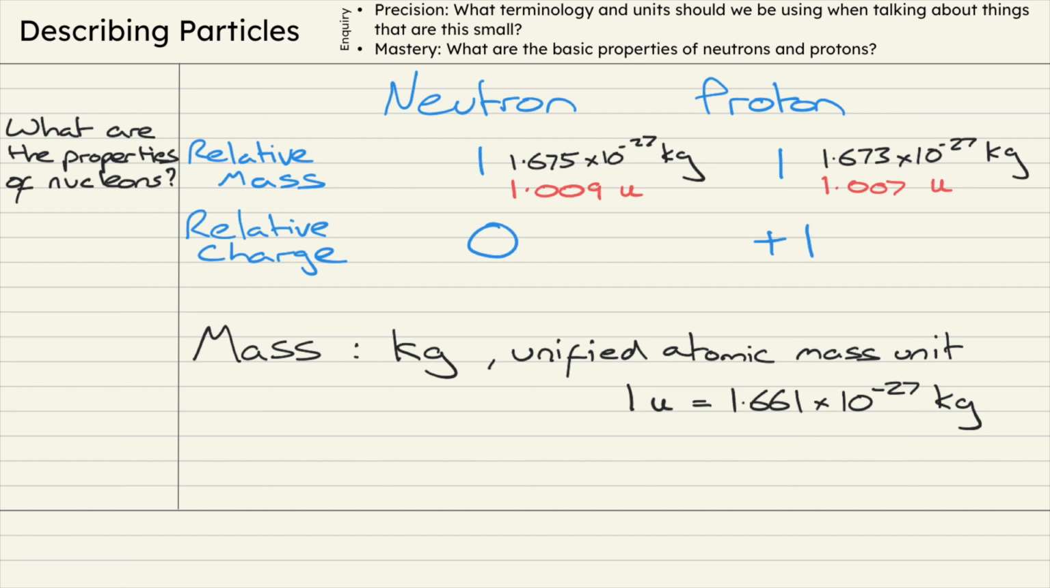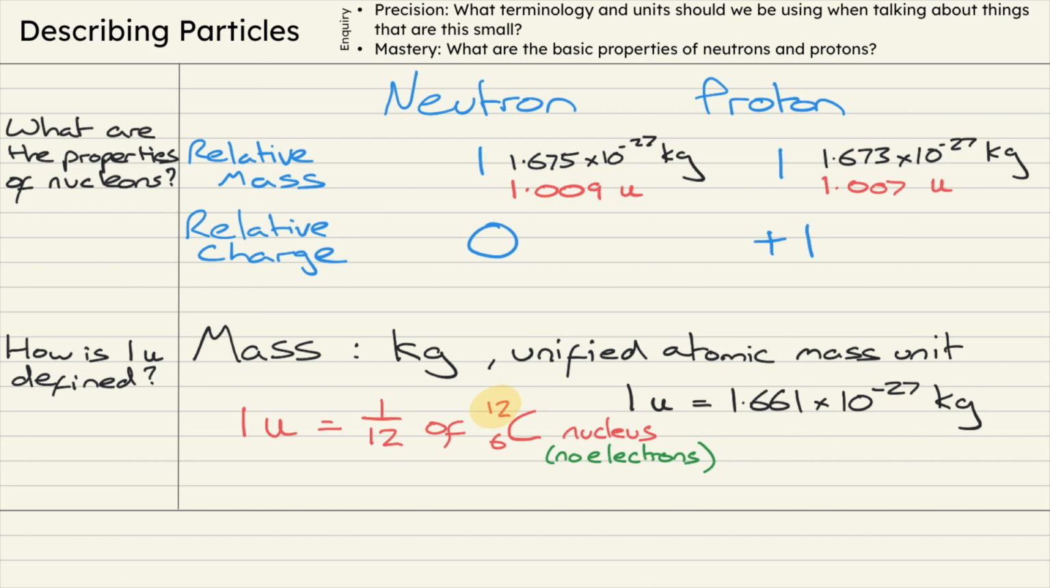The short answer is that 1 U is defined as being 1/12 of the mass of a carbon-12 nucleus. So, that's a nucleus, meaning there are no electrons. It's a nucleus with 6 protons and 6 neutrons. It has 12 nucleons, and we define one unified atomic mass unit as being 1/12 of the mass of this carbon-12 nucleus.